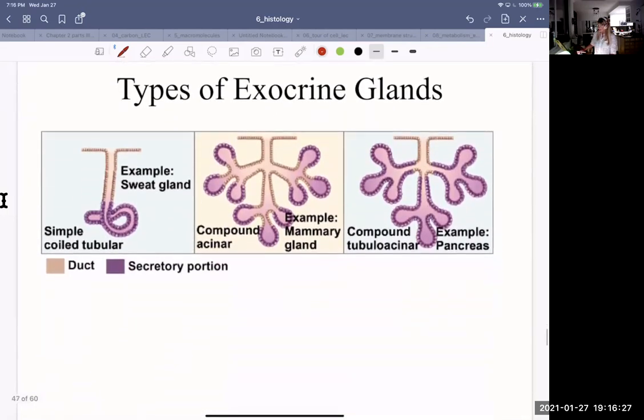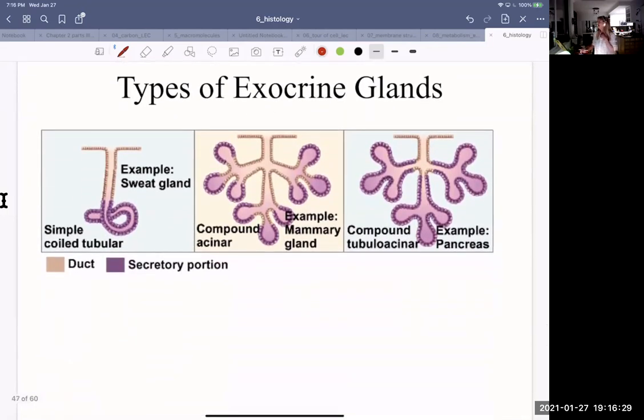There are different kinds of exocrine glands that I think Dr. Campbell did talk about. There's the simple coiled tubular exocrine gland. This is a sweat gland. This is the secretory portion, and this is the duct. That's a sweat gland, and it releases its contents to the surface of the skin.